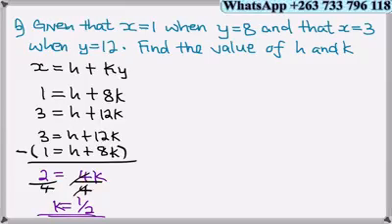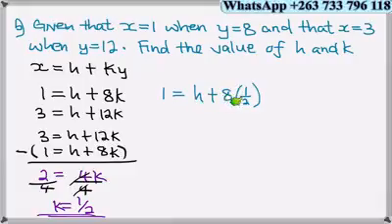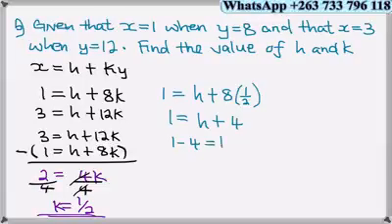Now let's take one of the equations. I prefer to take the original equation, which is the first, and put the value of k there. So it's 1 is equal to h plus 8. In place of k, we put a half. Therefore, half of 8 is 4. Then 4 comes to the left to be subtracted from 1. So it will be 1 minus 4 is equal to h. Therefore, h is equal to minus 3.